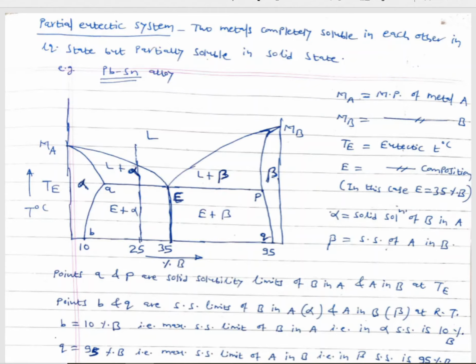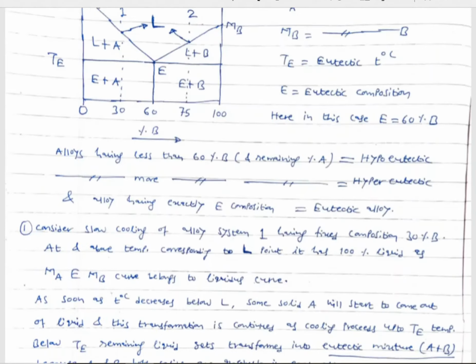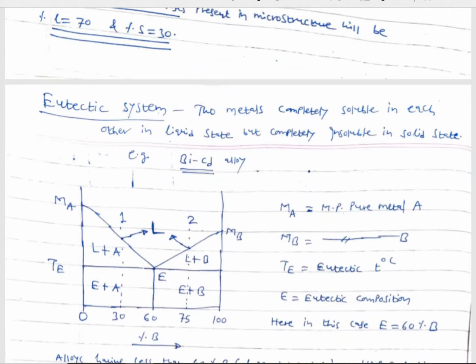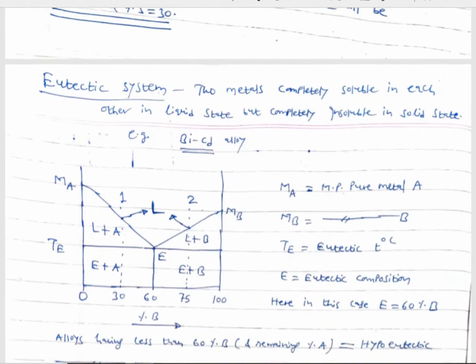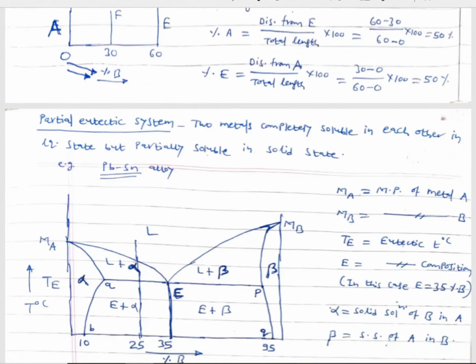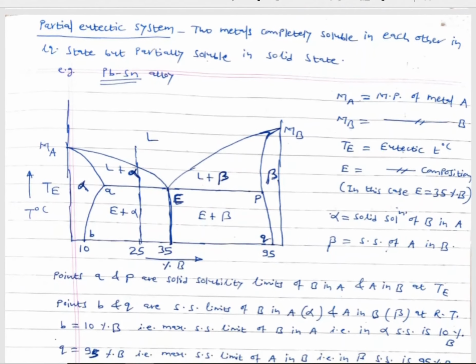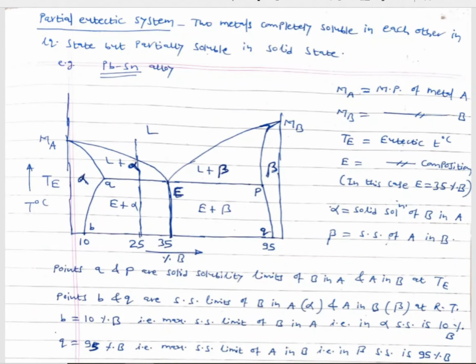Eutectic system was two metals completely soluble in each other in liquid state and completely insoluble in each other in solid state. This was the eutectic system. And now the partial eutectic system: two metals completely soluble in each other in liquid state but partially soluble in each other in solid state. Example is lead tin alloy.